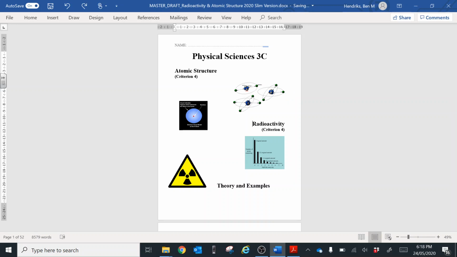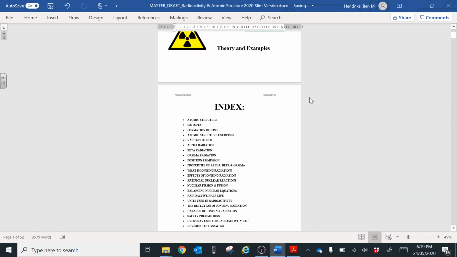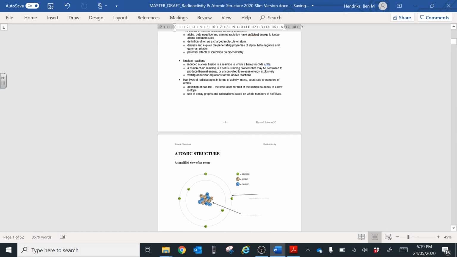Hello, so we're moving on to a new topic now. So we're moving on to criterion 4, and that includes atomic structure and also radioactivity. And I just want to let you know that we are switching to a new booklet, so I'll continue to number these as I have been and call this chapter 9, but it hasn't been amalgamated into the new booklet yet. So just make sure you're working from the correct set of notes.